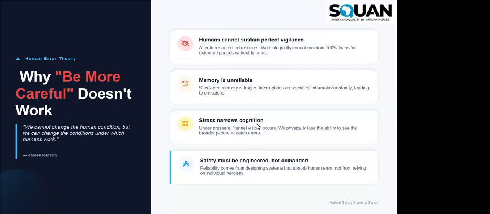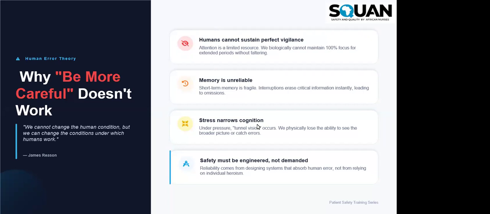Thank you. So yes, according to James Reason, you cannot change the human condition, but we can change the conditions under which humans work. And that's what we mean by error-proofing the system, right? Humans cannot sustain perfect vigilance. There's no human that is perfect. Our attention is a limited resource. You can pay attention, but somebody calls you and says something happened at home. Of course, you are not there anymore. We biologically cannot maintain 100% focus for extended periods of time without faltering.